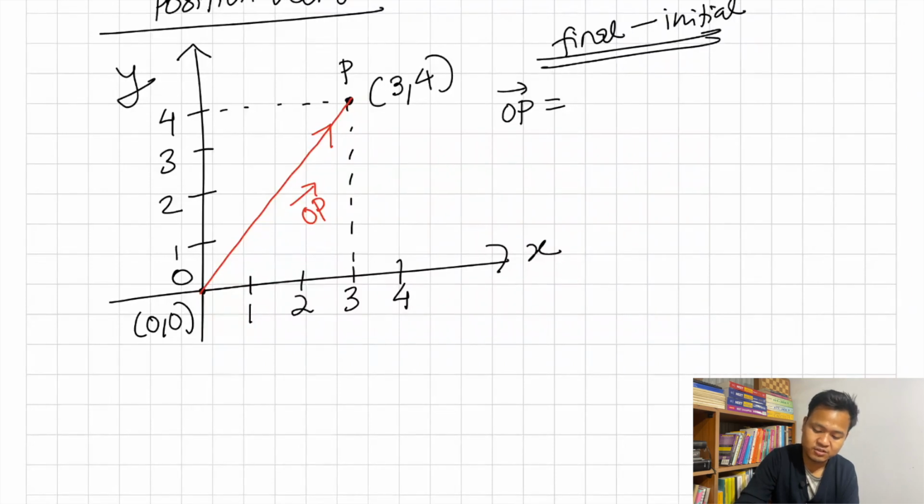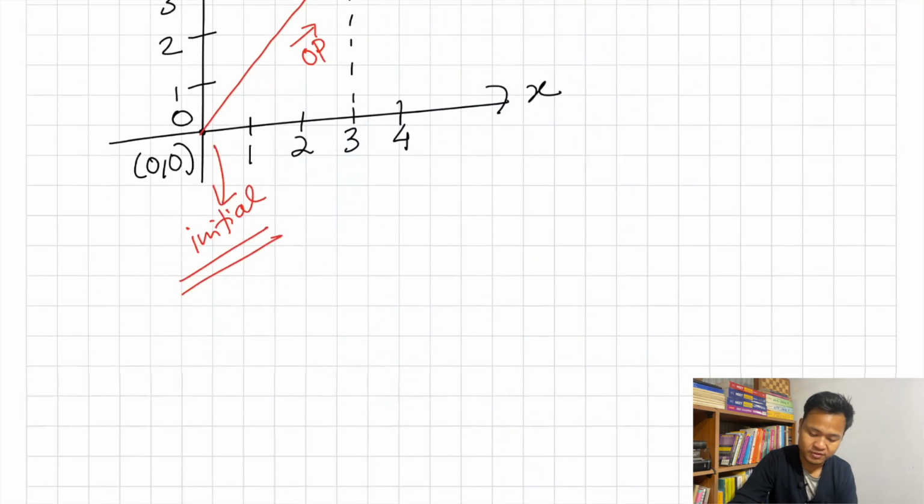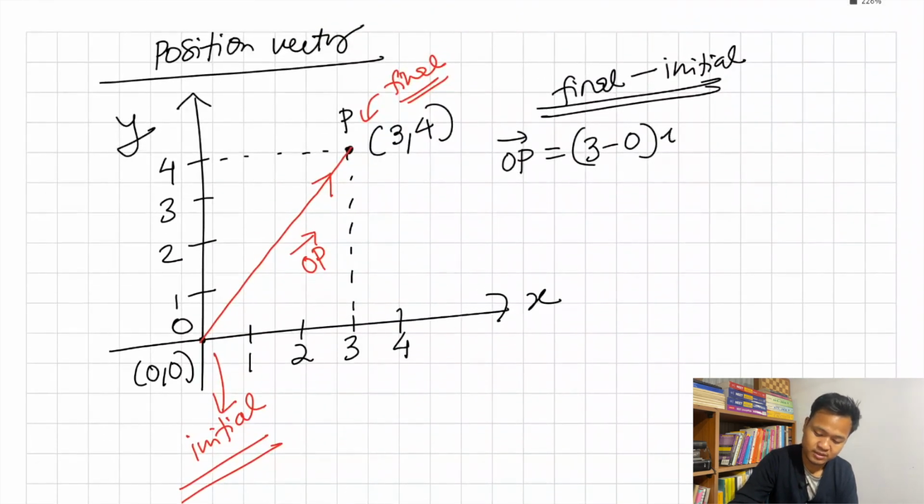You're starting from here, so this is the initial point, and P is the final point. So final minus initial. For x, the x coordinate is 3, and at the origin x equals 0, so final minus initial. Now we're writing for x, so I have to put i cap, plus for y, 4 minus 0.